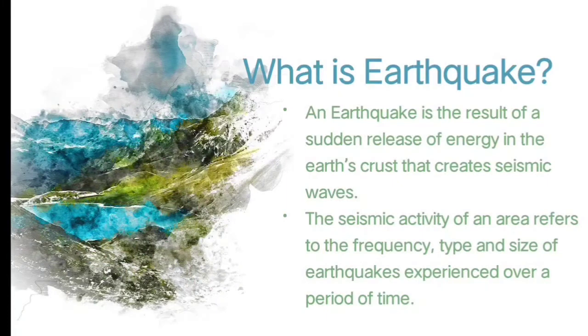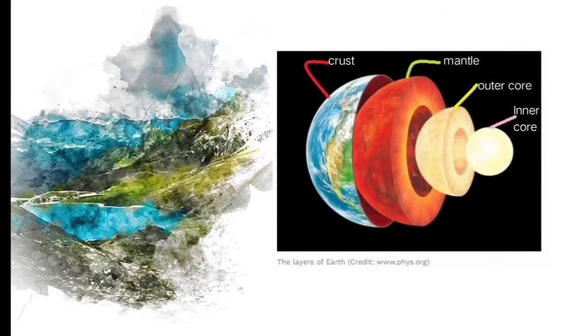Let's see something more about the disastrous event earthquake. An earthquake is the result of a sudden release of energy in form of seismic waves at Earth's crust. The seismic activity of an area is dependent on the frequency, type and size of earthquakes experienced over a time span. These are the layers of Earth. The disturbances on Earth's crust causes the earthquakes.